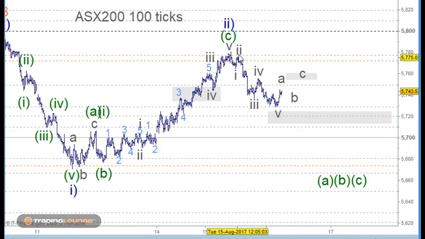Yes, from this top here we've got 1, 2, 3, 4, 5. Quite clear 5 waves. So that means that after an ABC correction, we're going to get another 5 waves over here. Okay, so that's the way that should play out.